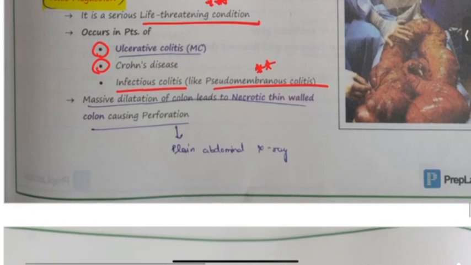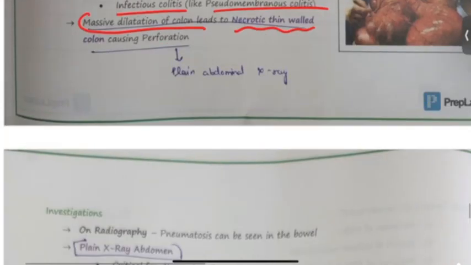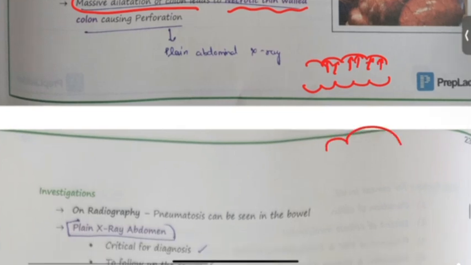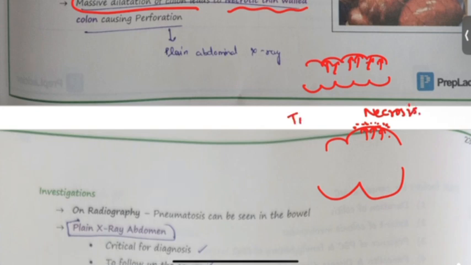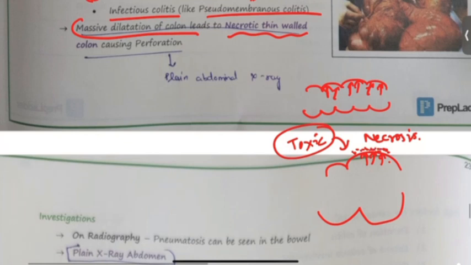So just like the name suggests, it is megacolon. Colon has increased to such a large extent, that is massive dilatation of colon, which leads to necrotic thin walled colon causing perforation. So basically this colon, whatever is there, that is having lining and it has certain extent. Okay, whatever food is getting accumulated has distended this colon so much that the pressure over the wall is so much that the blood supply to this gets obstructed and it will go for necrosis. Because of this reason it is called toxic megacolon. Okay, so this will undergo necrosis and then there will be perforation.